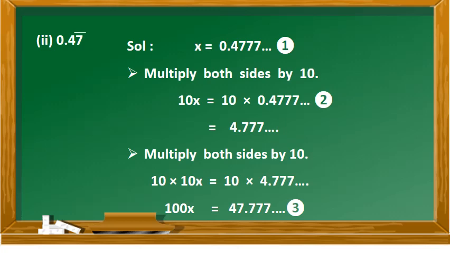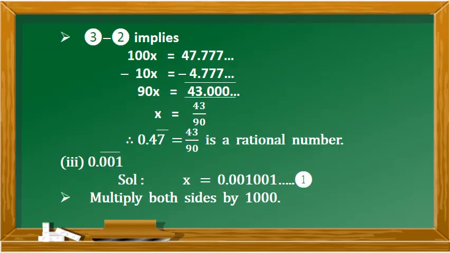Now next we have to shift the repeated digit, that is 7, to the left hand side. Only one digit is getting repeated, so multiply both sides of equation 2 by 10. Now the left hand side becomes 10 into 10x, and on the right hand side it becomes 10 into 4.777 and that goes on. Now 10 into 10x gives you 100x, and since the decimal is multiplied by 10, one place after the decimal dot gets shifted, so it becomes 47.777 dot dot, which becomes equation 3.